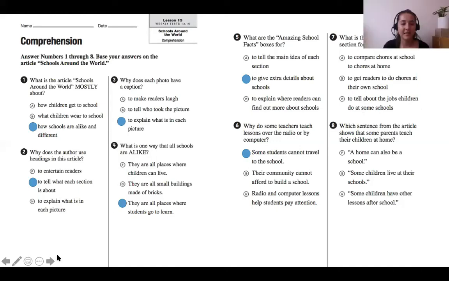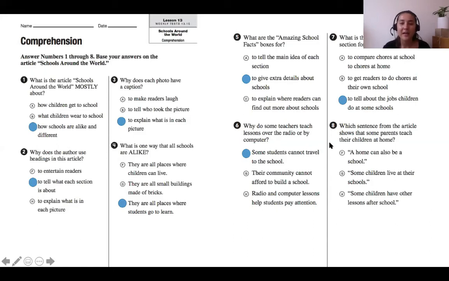Very good. Well done. To tell about the jobs children do at some schools. So in this story, it tells us about how some students serve food to their other students. Some students help clean up the classroom. Some students have to help clean up the library. It just tells us about the different jobs that children do.